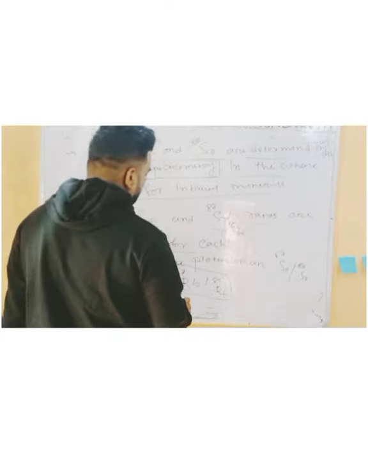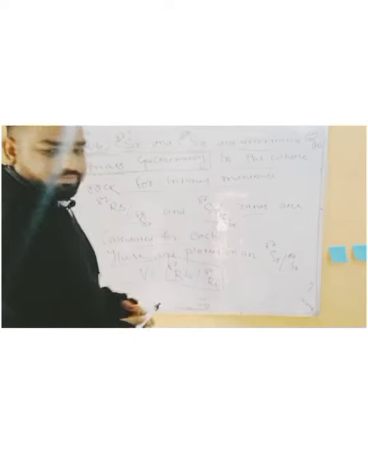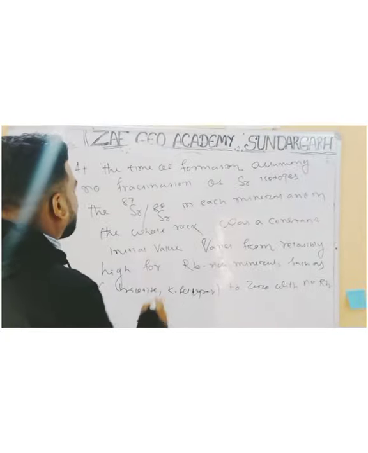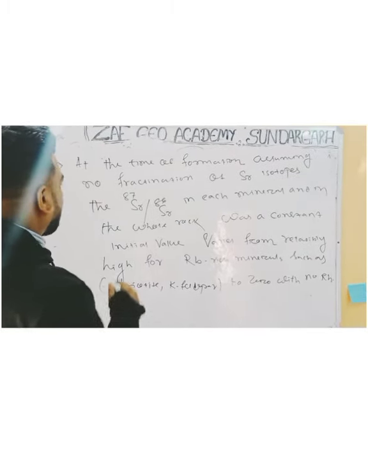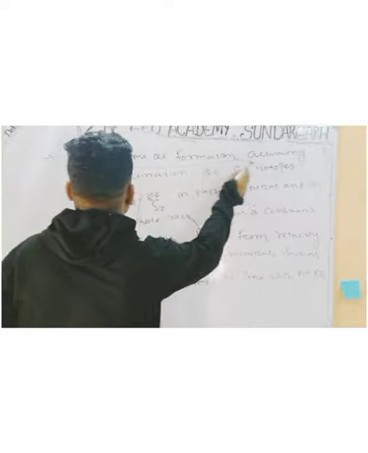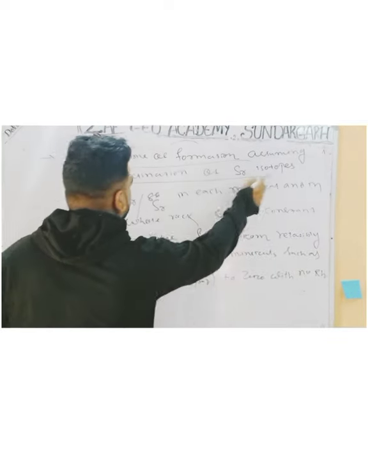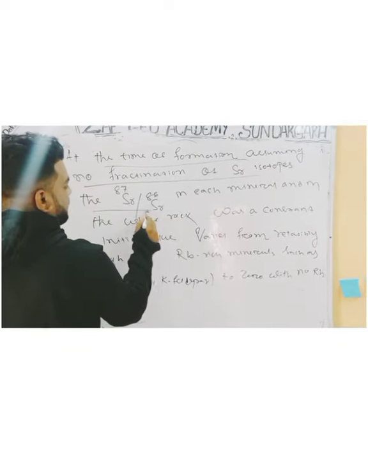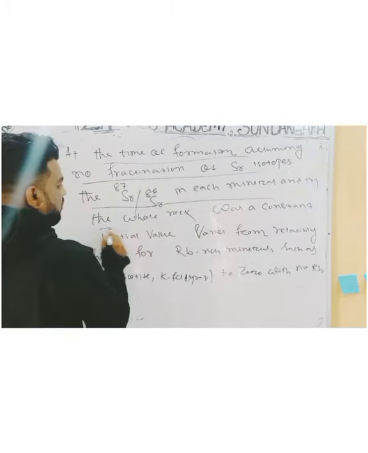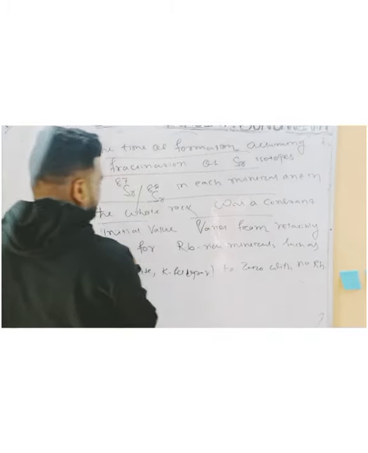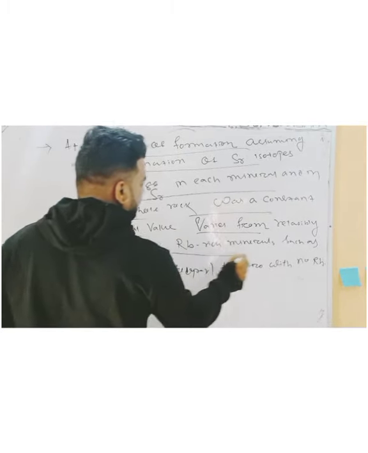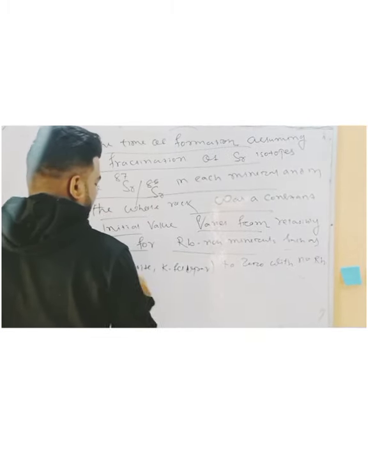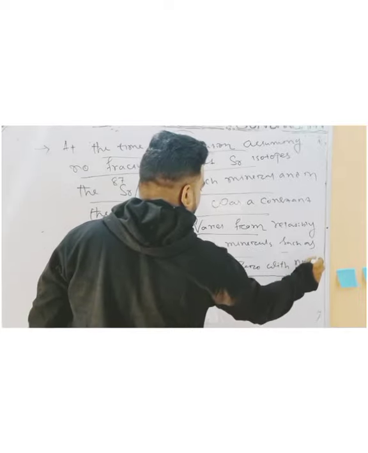Now we will plot the diagram. But first, another important point. At the time of formation, assuming no fractionation of strontium isotope, the strontium-87 by strontium-86 in each mineral and in the whole rock was a constant initial value, which varies from relatively high for Rb-rich minerals such as biotite and K-feldspar to 0 for minerals with no Rb.